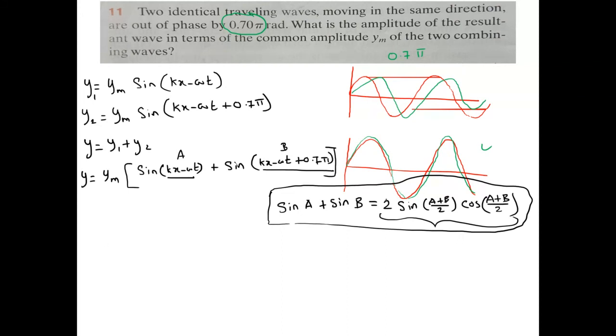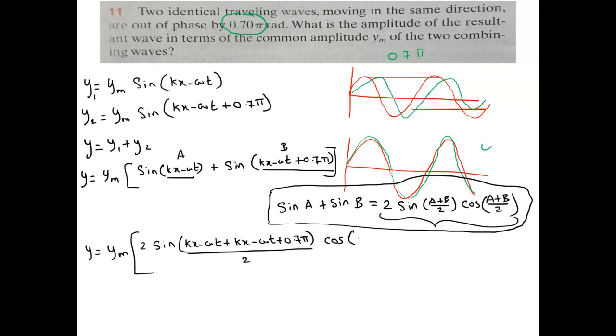Now you can see I'm going to substitute this formula here. So what will you get? y is equal to ym, and I'm going to substitute here: 2 sine of (a plus b) over 2. What is our a here, my dear? kx minus omega t, plus b. What is my b? Plus kx minus omega t plus 0.75 pi, divided by 2. Am I right? Yeah. Multiplied by cosine of (a minus b).